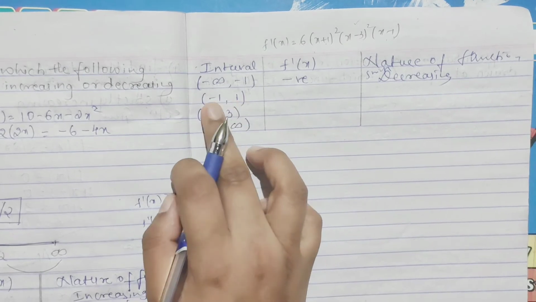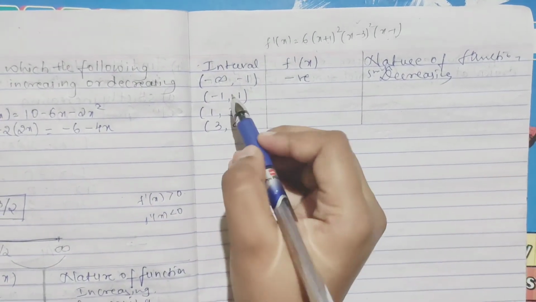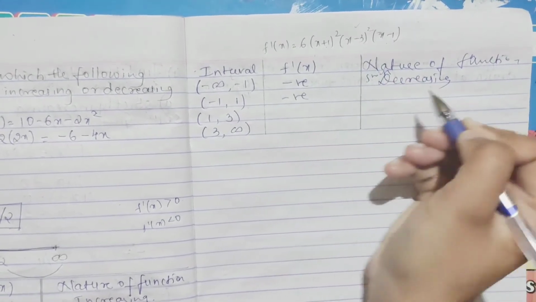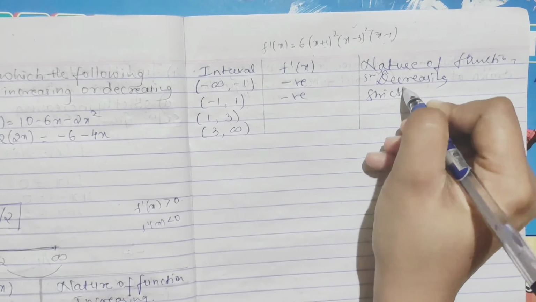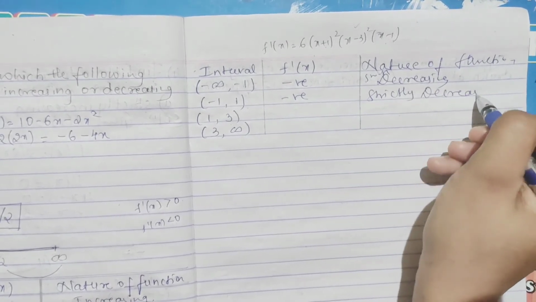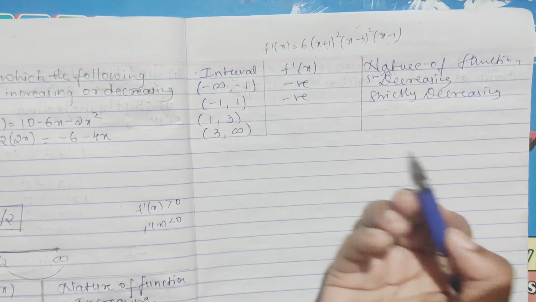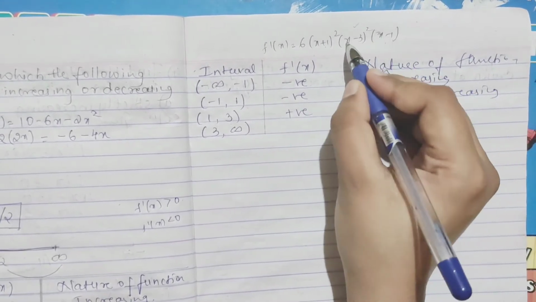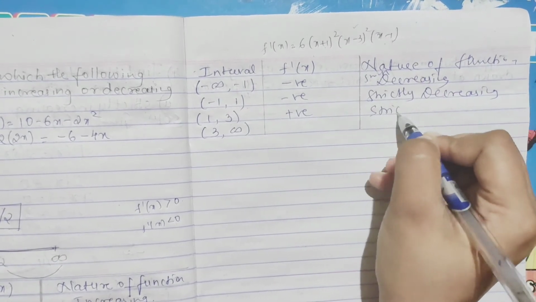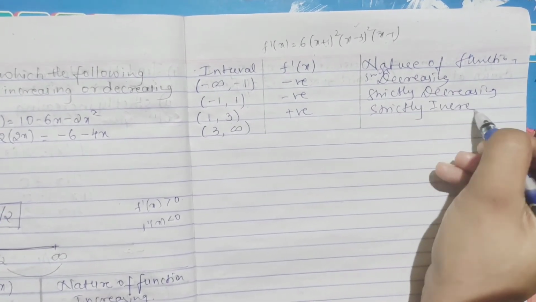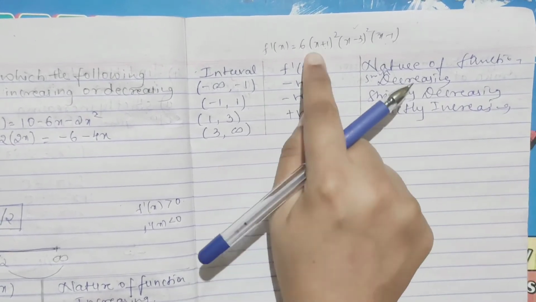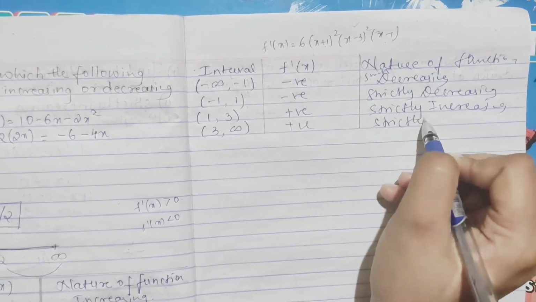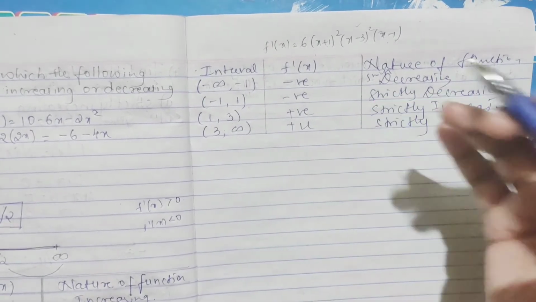Now minus 1 to 1: if you put, suppose, 0 in this, you will get negative itself. So here also negative, so this is also strictly decreasing. Now between 1 to 3, if you put 2, you will get positive, right? Here you will get positive. So this is strictly increasing. And even between 3 to infinity, if you put a value you will get positive itself. So here also it is strictly increasing. Any number you can put here: 4, 5, 6, anything.